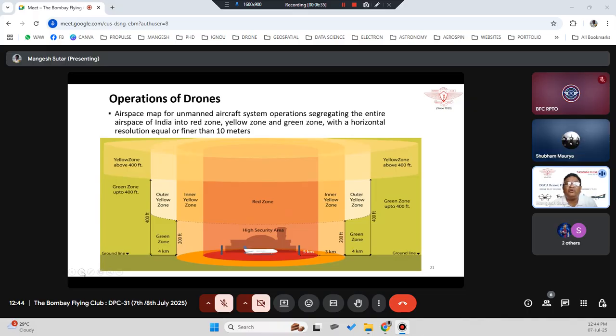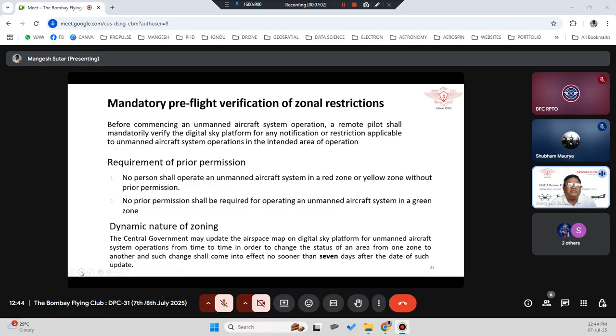Right? So any questions on the zones? I will also be explaining and showing you on the Digital Sky platform, and if you have any doubts, you will get them clarified there too. Any questions here on red zone, yellow zone, green zone? Or I can move ahead. Not right now. Okay. So next is mandatory pre-flight verification of zonal restriction.